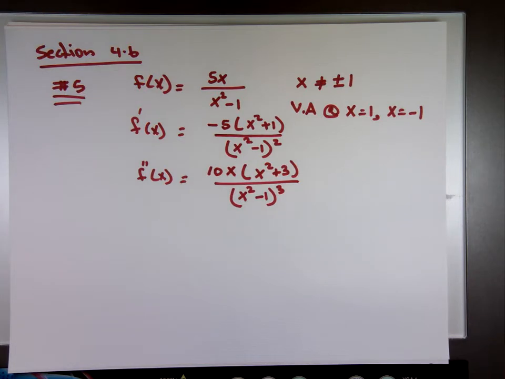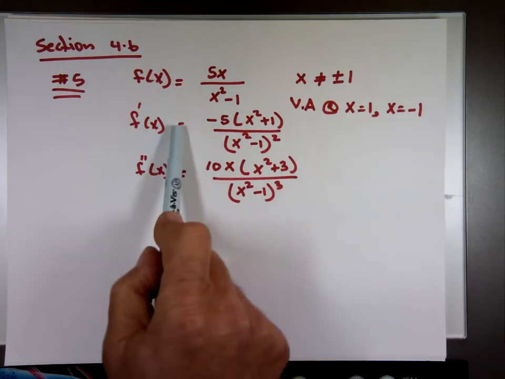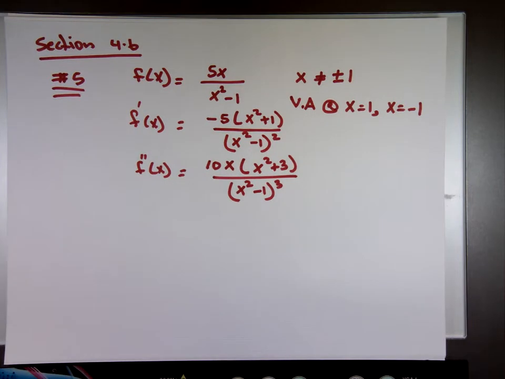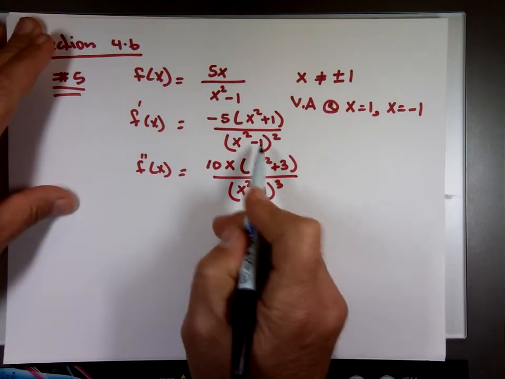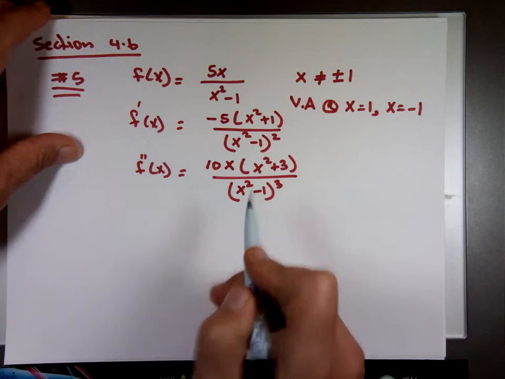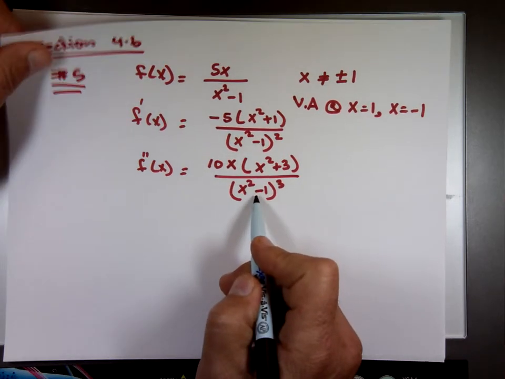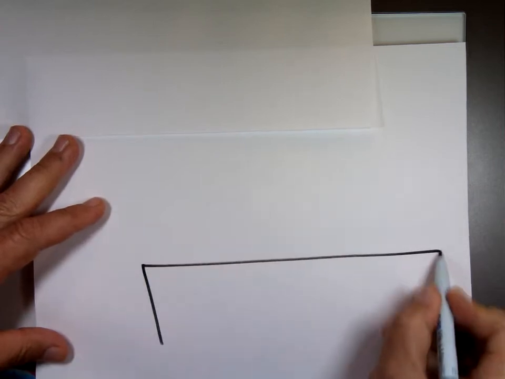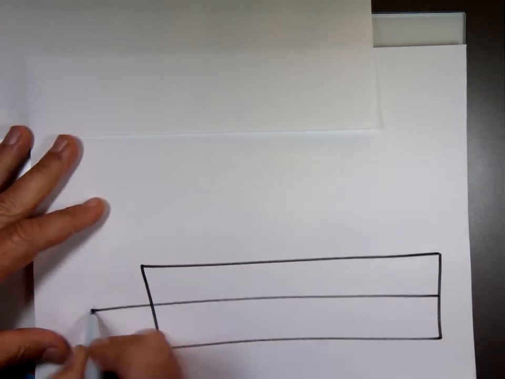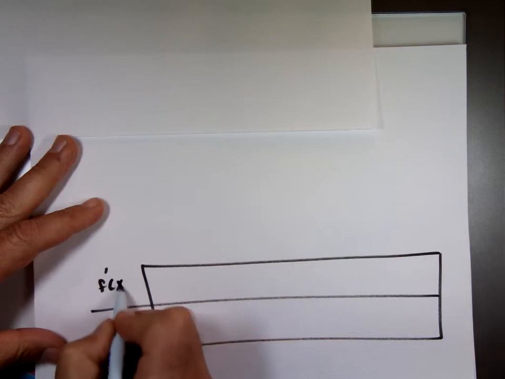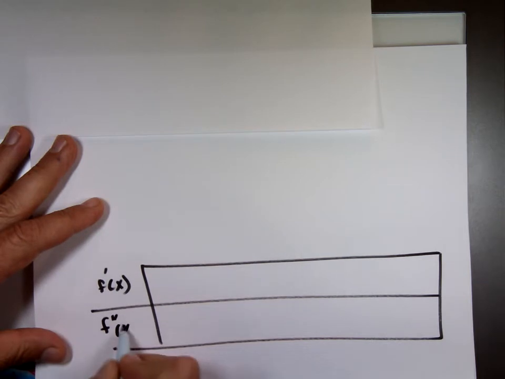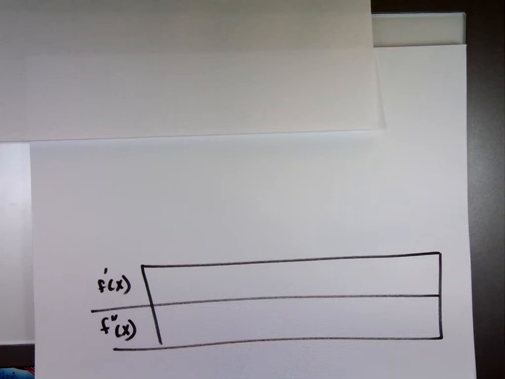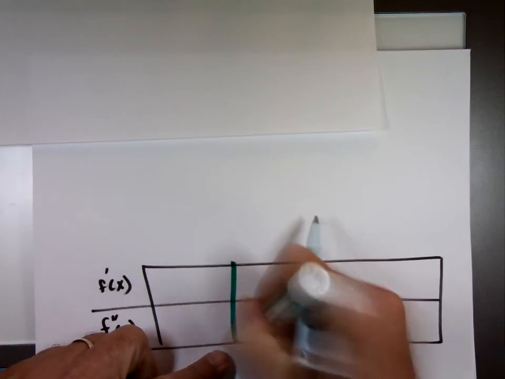So given the function, first derivative, second derivative, I'm ready actually for this problem. I know x cannot be 1 and minus 1. Notice the derivative says x cannot be 1 and minus 1. Second derivative, x cannot be 1 and minus 1. So when I make my box here, this is the minus 1 here, and this is the plus 1.